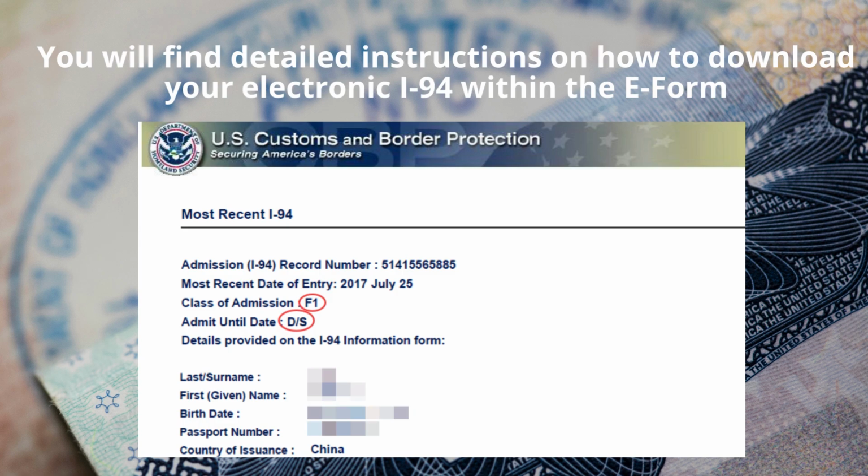You will want to be sure that your I-94 shows D/S, like circled on the slide, and not a specific date. D/S stands for duration of status and means you can stay in the U.S. as long as you have a valid, unexpired I-20 or DS-2019.